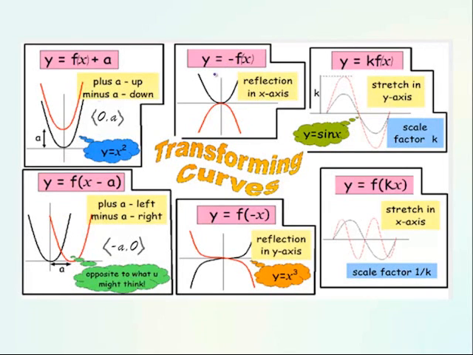If you have a minus outside of the function, we reflect the graph over the x-axis. If you have a minus inside by the x, we reflect the graph over the y-axis. If we multiply the function by a constant, it is a vertical stretch by the same constant. If we multiply just the x by a constant inside the function, then we have a horizontal stretch by the reciprocal of this constant.